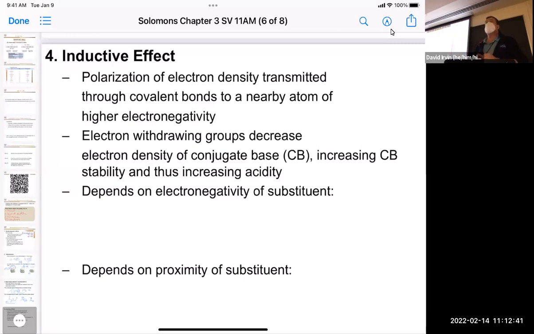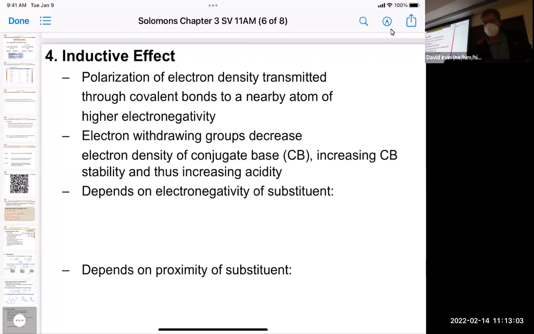So if we want to think about, of those 4 things we just talked about, what's most important? The electronegativity and size is going to give the biggest contributing factor to your acidity. The next thing is your hybridization. The next thing that's going to contribute is resonance. And then the last thing to contribute to it is these inductive effects.